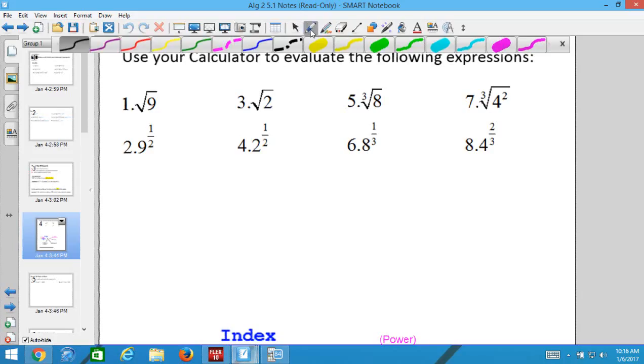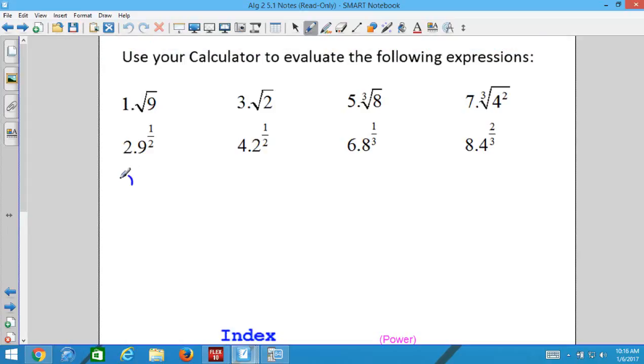Let's go ahead and type in question number 2. Did we do this yesterday? I think we did this. Don't do that one. Let's do question number 4. 1.4. Okay, I'm not asking you to answer, I'm asking you to type it in.